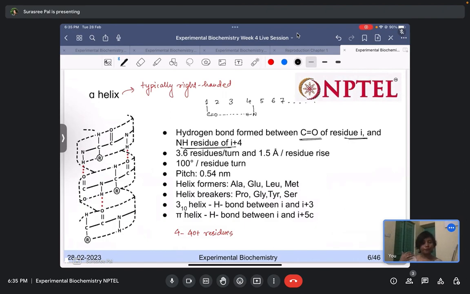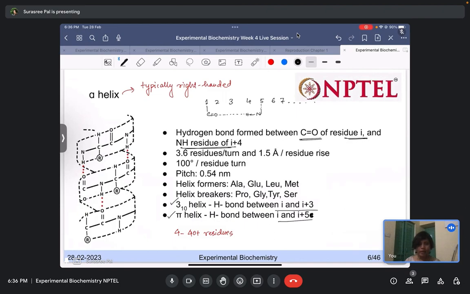So residue 1 with residue 1 plus 4, sorry, this should be 1 plus 4, which means with the fifth residue. And similarly, there should be a repeated pattern of hydrogen bond formation between residue I and residue I plus 4. Now, not only I and I plus 4, but also there can be different types of helixes where hydrogen bond is formed between I and I plus 3 and I plus 5. That is called a 3-10 helix and a pi helix.